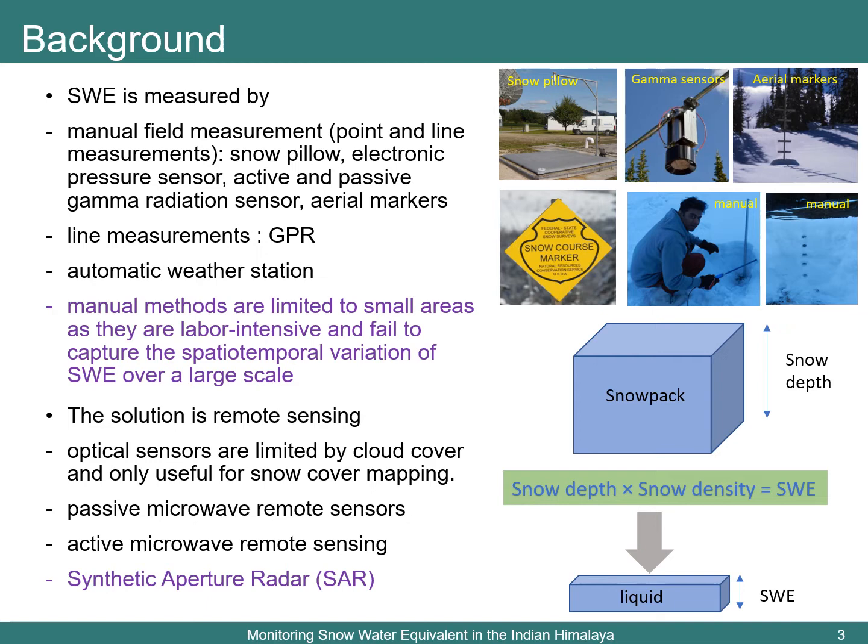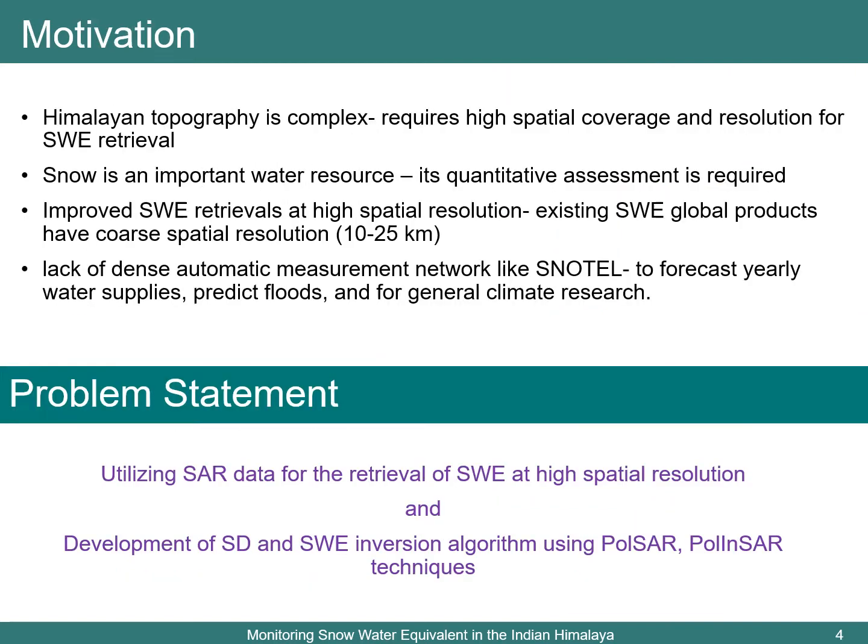The solution is to use remote sensing techniques. Now, optical remote sensors are used to map snow cover, but they cannot be used to get an estimation of volumetric property of snow, and they are limited by cloud cover. Passive microwave remote sensors are used for snow depth and snow water equivalent, but they provide very coarse resolution in kilometers. So the only solution is active remote sensing, particularly synthetic aperture radars.